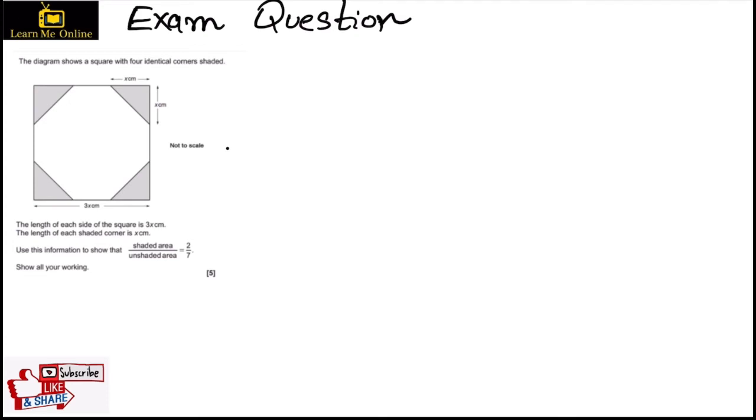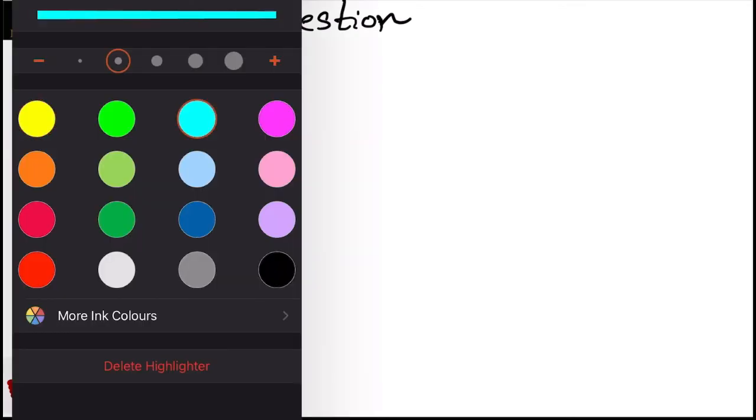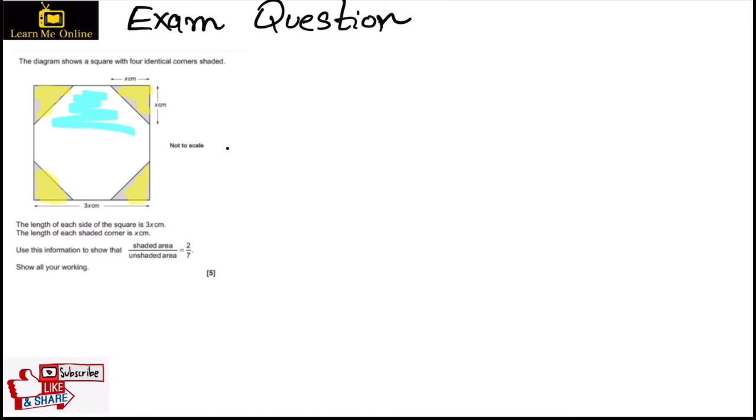So what's meant by the shaded area? First, we need to be clear about it, and what's meant by the unshaded area. So the shaded area is basically this part. So you find out the area of this. This is your shaded area. These are the 4 identical corners. Now the unshaded area is what you see in the middle. Okay, first of all we see what the shape is.